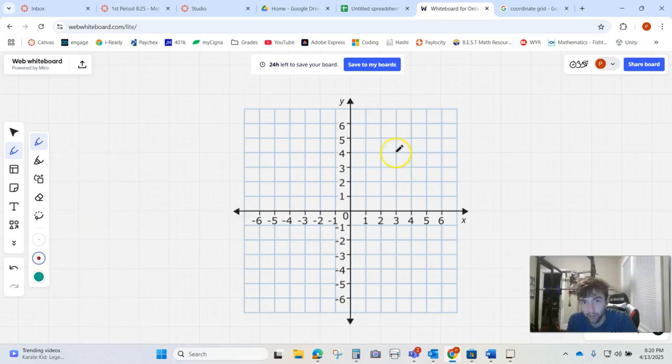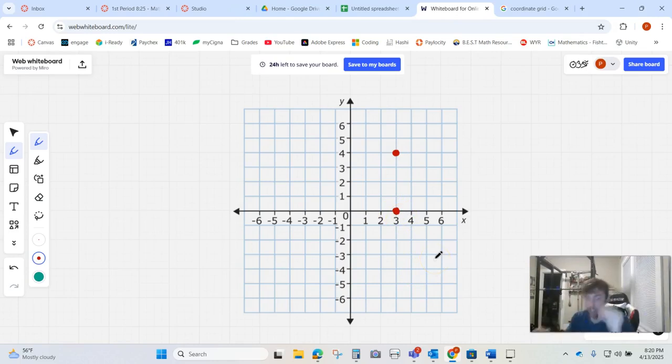Right here and right here. How far apart are those? Excellent. They are just 1 unit, one jump apart. That's how far apart they are. Okay, now let's do a different one. How about this? How far apart are these 2 points on the coordinate grid?